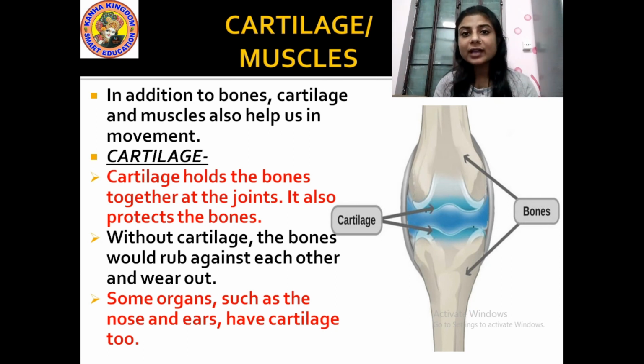Without cartilage, the bones would rub against each other and wear out. If there is no protection between the two bones, then they might rub each other and wear out. That means the bones will wear out easily. Some organs such as the nose and ears have cartilage too. Your nose and ears have soft bones, that is called cartilage. I hope you understood this.